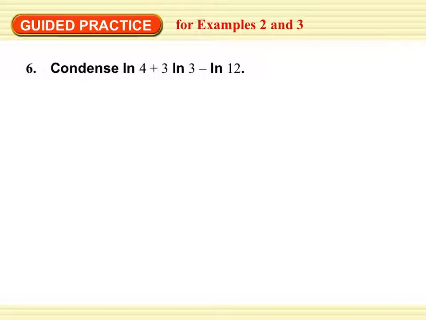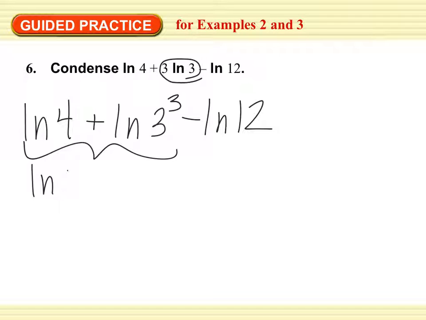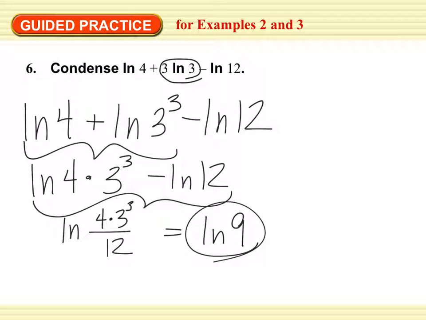Now let's condense. Now we're going to go left to right. I can hit this one first because it's a power. So natural log 4 plus natural log 3 to the third power minus natural log 12. Condense these. Natural log of 4 times 3 cubed minus log 12. Okay, do the quotient. Natural log of 4 times 3 cubed over 12. That gives me 9. We got it.